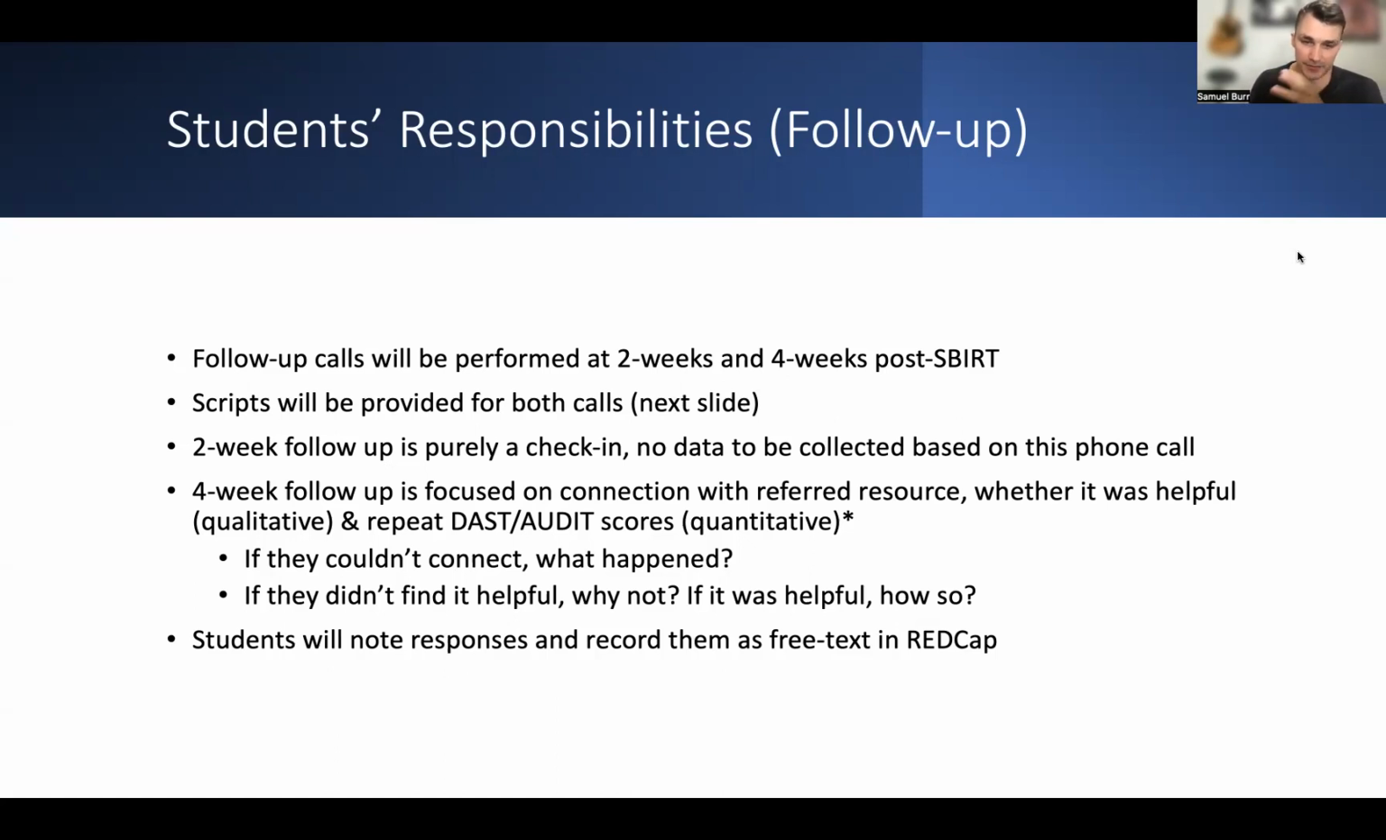And then these are the questions for evaluating what happened with their preferred resource. Students will note and record these responses, as I see it, as free text in REDCap for the qualitative measures. And we'll input the DAST and AUDIT scores as the more quantitative measures in REDCap.